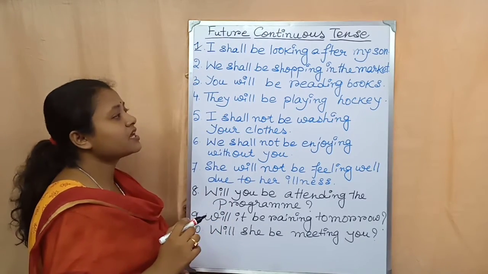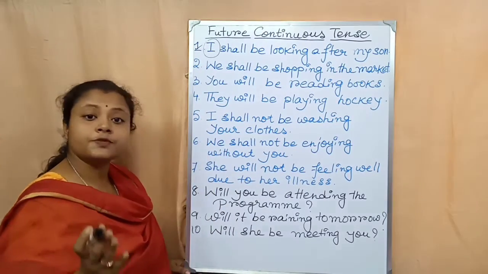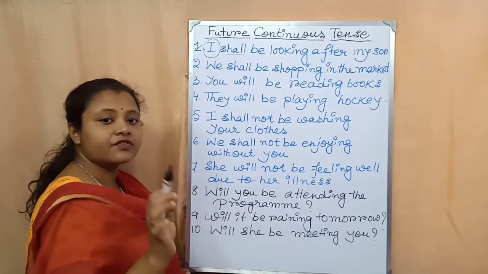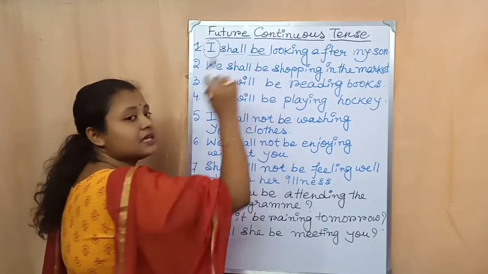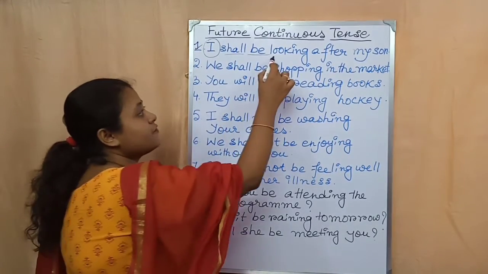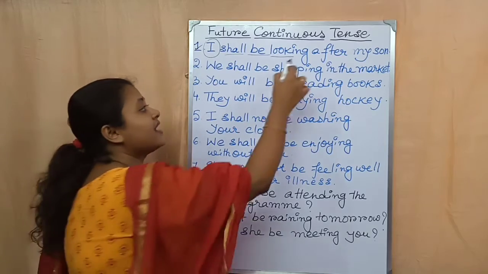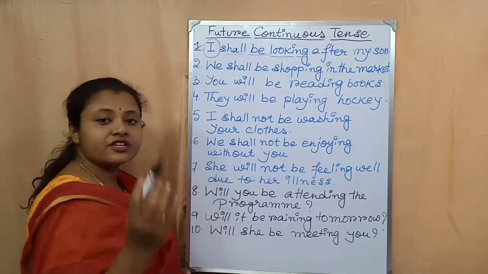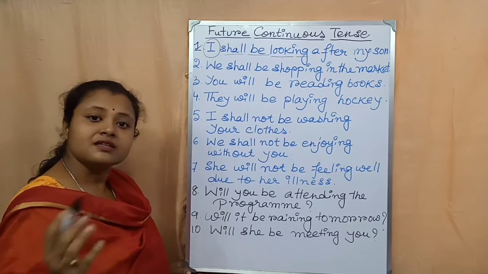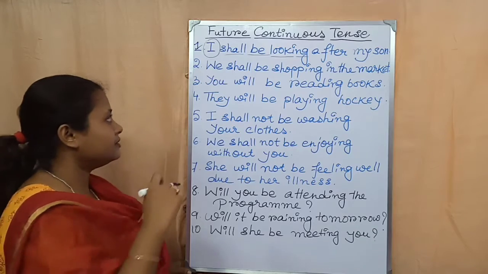I shall be looking after my son. I, it is first person. So that is why after that I have written shall. Then be. After that the present form of the main verb look, then ing, then the rest of the sentence. I shall be looking after my son. This is an example of future continuous tense.